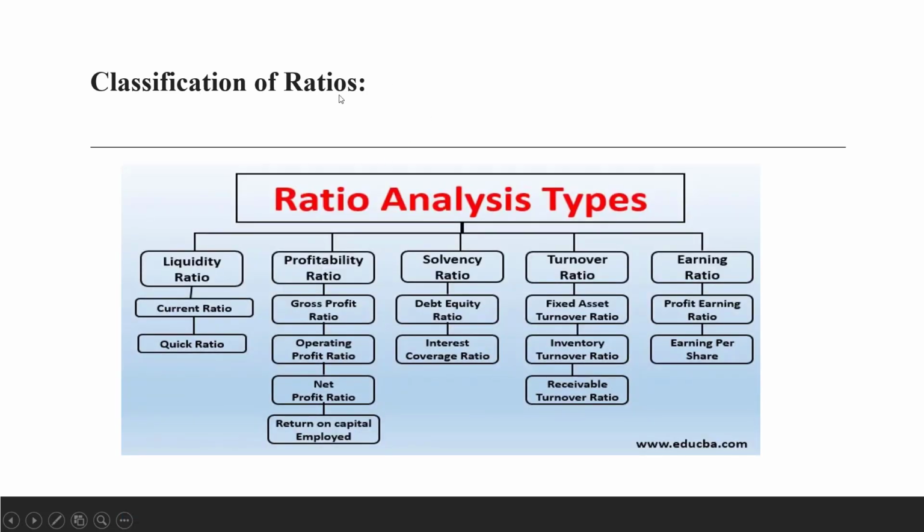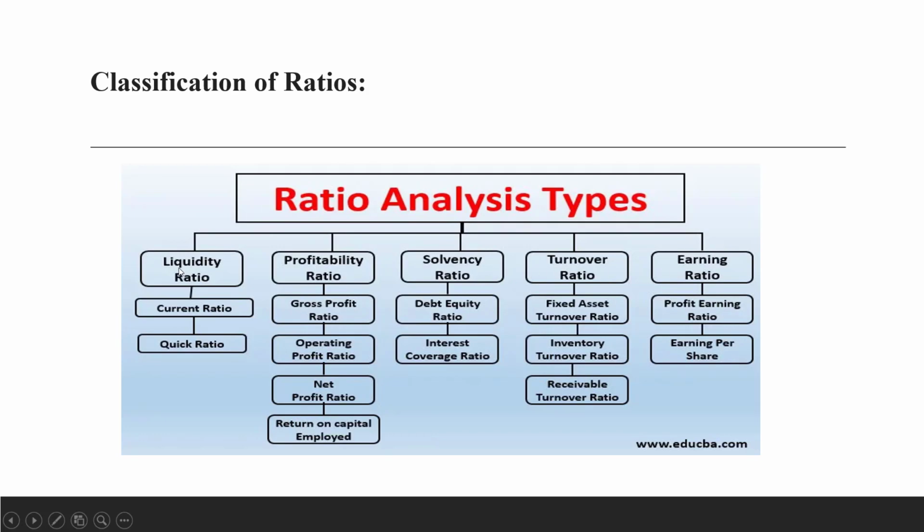Now there are classifications of ratios, ratio analysis types. There are altogether 5 types of ratios, and under these 5 ratios there are again subpoints which are displayed in this graph. First is ratio analysis types. Now the first ratio is liquidity ratio, then profitability ratio, solvency ratio, turnover ratio and earning ratio.